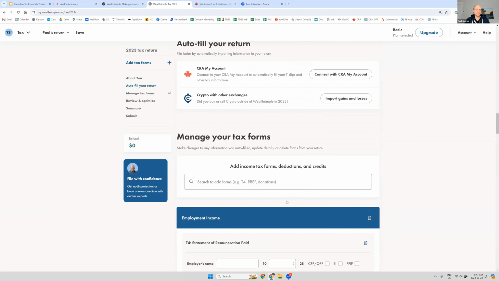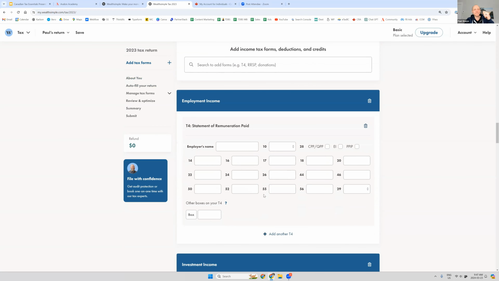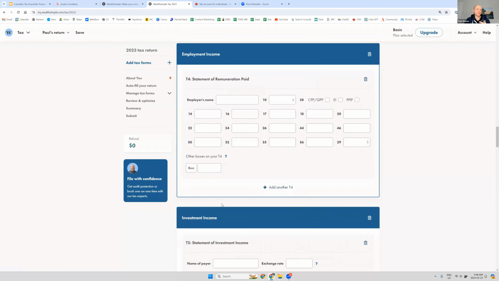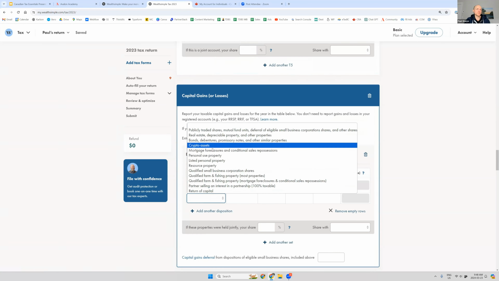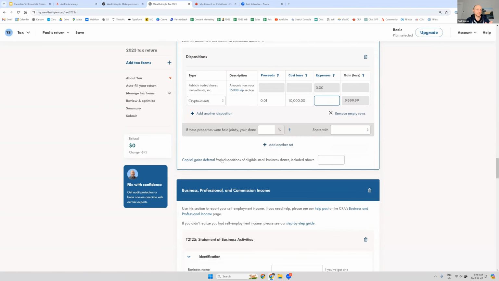If you imported your stuff, these should be automatically filled out. Otherwise, these are the forms that the program has provided you based on the questions it asked and the responses to those questions. So if you had more than one T4, add another T4 or delete it. If you had more than one T5, do the same and go through. And if you haven't imported your information, enter your details. Let's say you sold a bunch of crypto for $0.01 and it cost you $10,000. You're going to have a $9,900 loss. All that kind of stuff is just data entry.